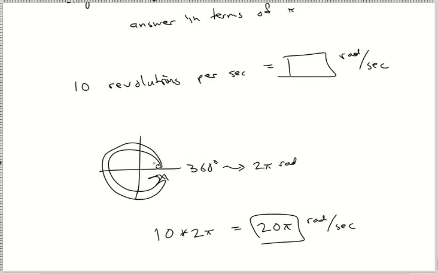Maybe this is like a wheel on a car or something. I don't know. Going round and round and round. It went around 10 times, and it did 10 times in 1 second. So how many radians was that?